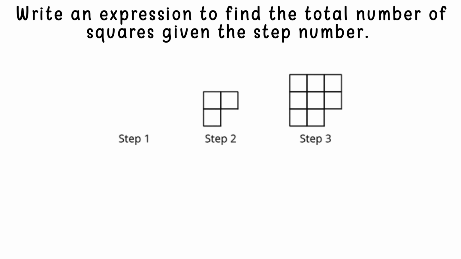For our last example, we're going to write an expression to find the total number of squares given the step number. So step 1 has 0 boxes, step 2 has a 2 by 2 grid with 1 removed, and step 3 has a 3 by 3 grid with 1 removed. So it looks like we can just square the step number and then subtract 1. Even though step 1 looks like it's empty, it really would have had a 1 by 1 grid, and when we subtracted the 1, that's why nothing was left.